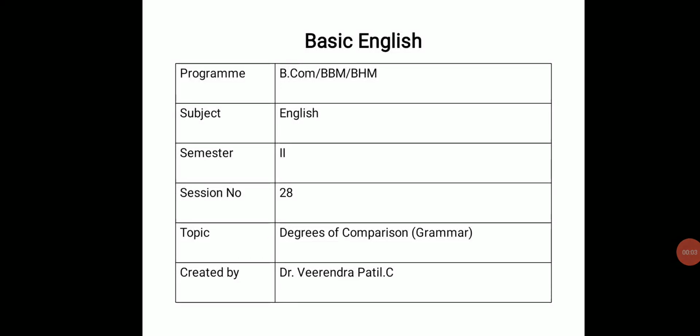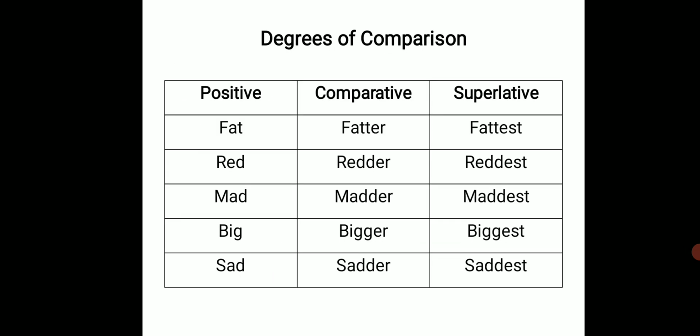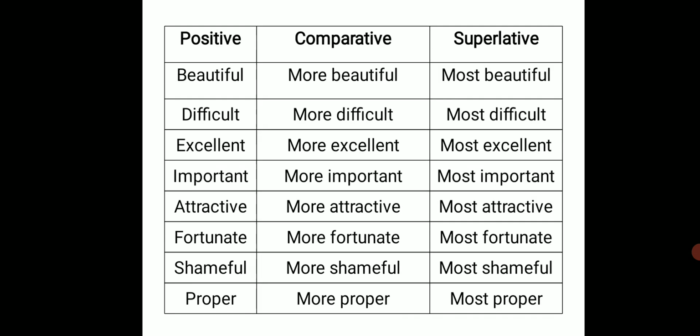Friends, let's continue the discussion on degrees of comparison. Here is a list of words in their positive, comparative and superlative degree, and if you go through them, I think that will help you. There are both types of words, regular as well as irregular. For example, fat, fatter, fattest, mad, madder, maddest, big, bigger, biggest, sad, sadder, saddest.